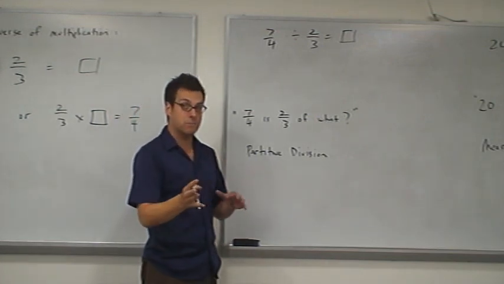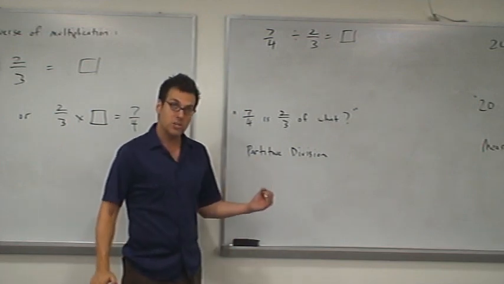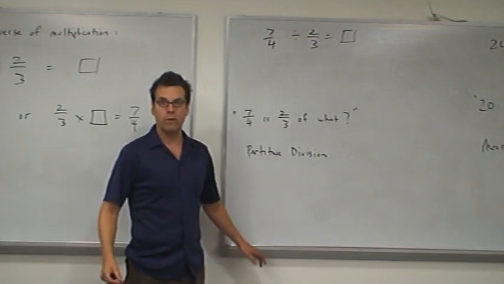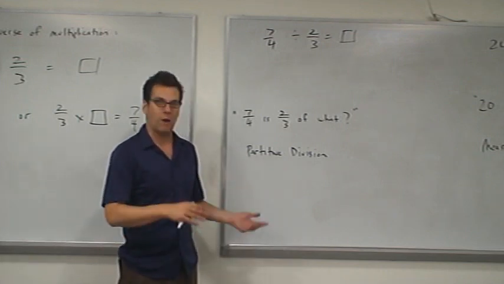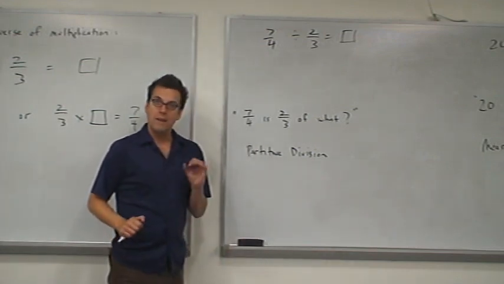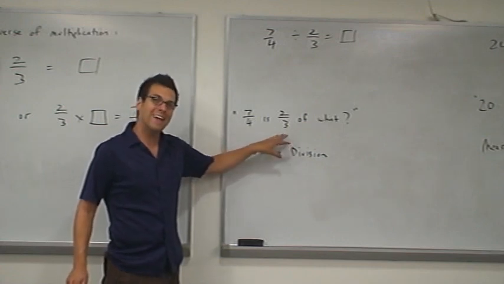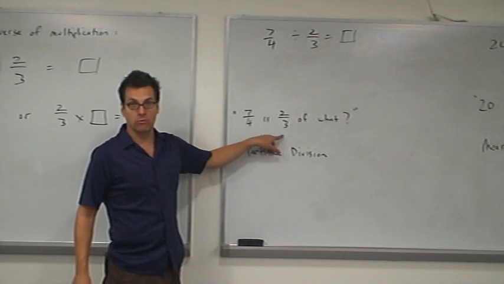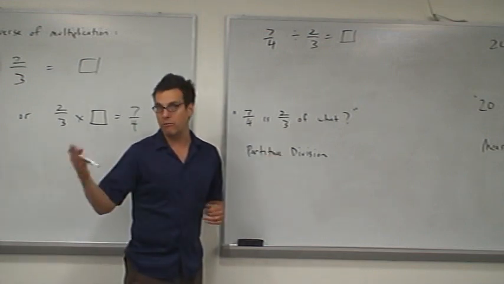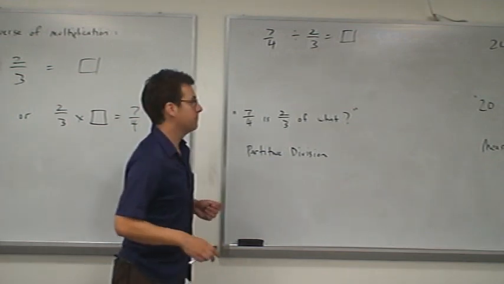It shouldn't matter what numbers I'm plugging in for the dividend and the divisor. The interpretation is going to be exactly the same if I'm staying consistent with a partitive interpretation. With whole numbers, it was 20 is 4 of what? With fractions, it's 7/4 is 2/3 of what? Now that I understand that this is the interpretative question, can I draw a diagram that reflects this situation? Drawing diagrams is going to be really important when we talk about fraction division in general, and especially when we come to solve word problems that involve fraction division.